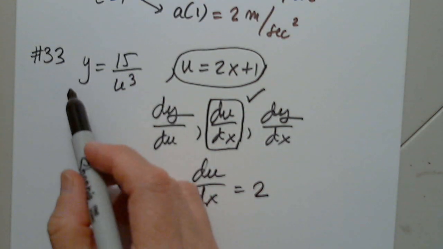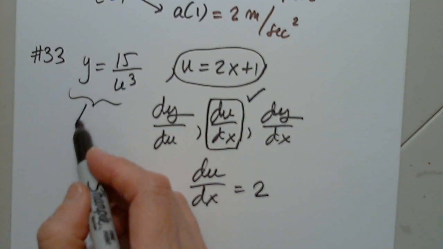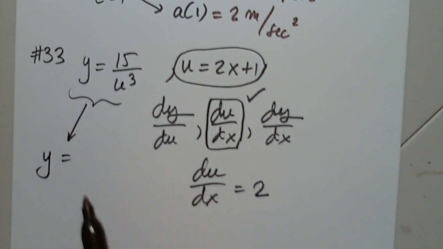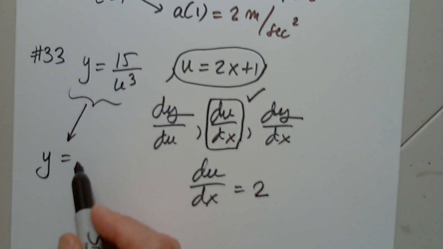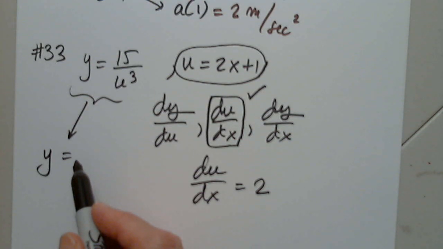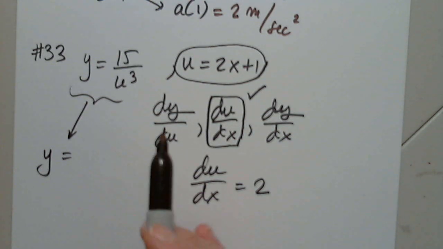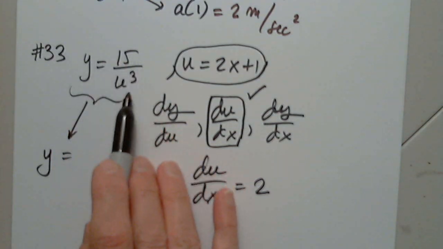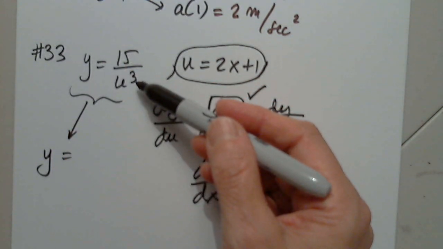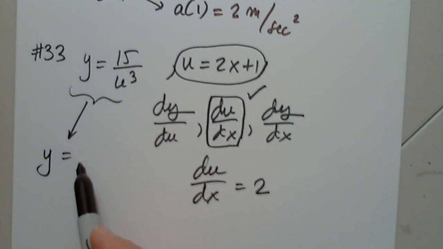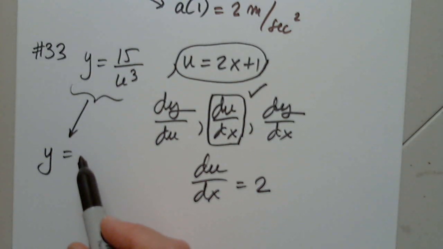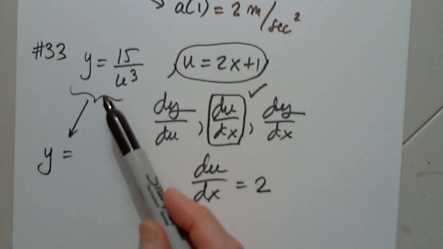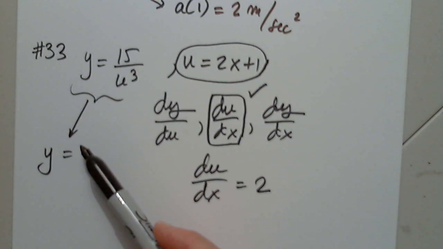Here's dy. I don't like this notation. You know that. What notation would you think of instead of 15 over u cubed? We've used this before. We don't like this because it's a number over u to the third. What are we going to change to make it easier to differentiate? What did we say? Donnie, will you tell us? What do you think? It's okay if you're wrong. I just want to hear everyone.